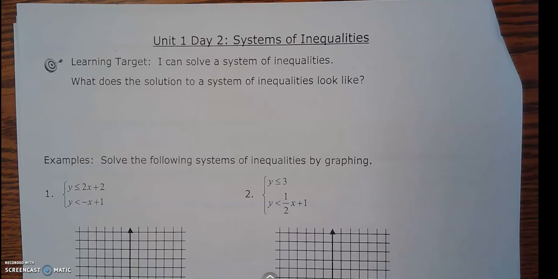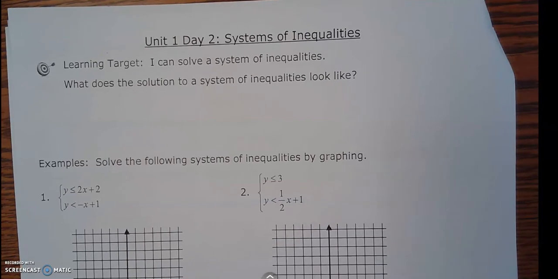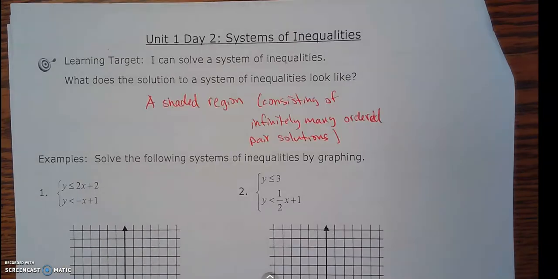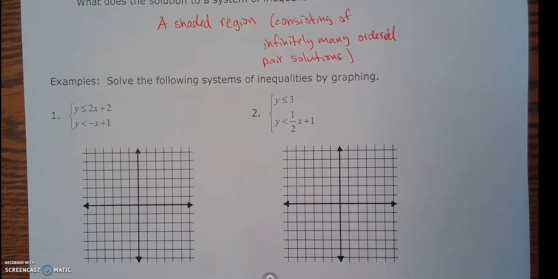So what does the solution to a system of inequalities look like? Well, it's a shaded region. And this shaded region consists of infinitely many ordered pair solutions. These are solutions to both of the inequalities. Okay, so solve the system by graphing.